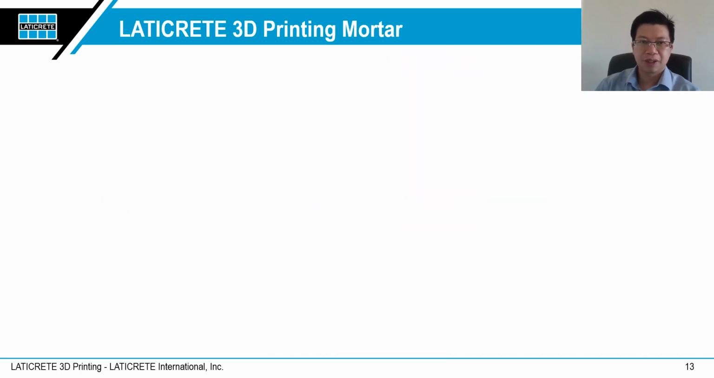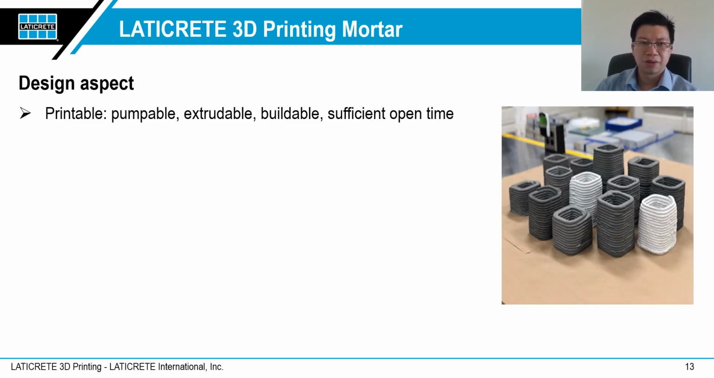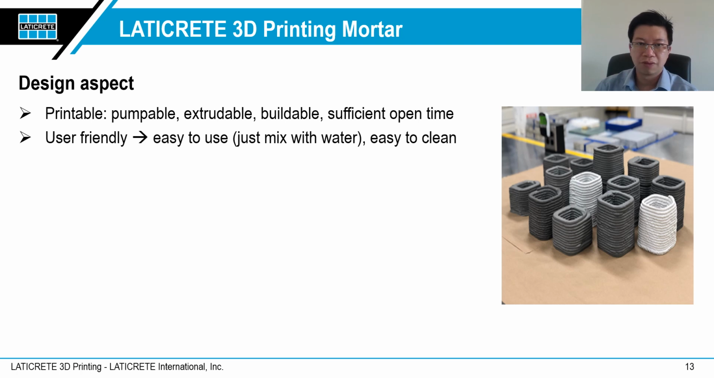Now let me discuss the design aspect of our 3D printing materials. At LATICRETE, we carefully design our materials to assure that we only produce the best quality of materials. Our 3D mortars are designed to be printable, easy to use, and adaptable to various types of 3D printers, pumps, and environments. We can design the material accordingly to satisfy and surpass the requirements of the project.